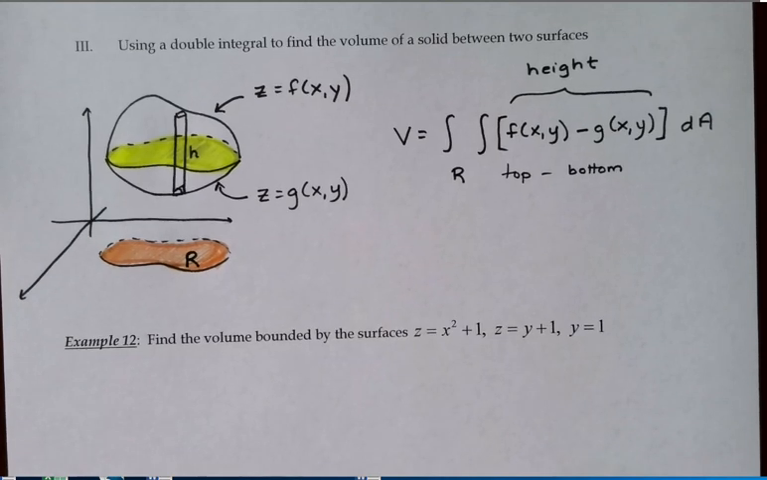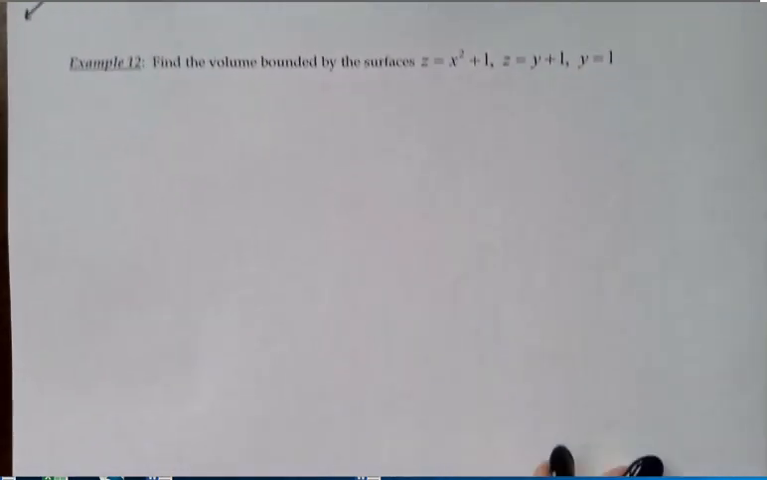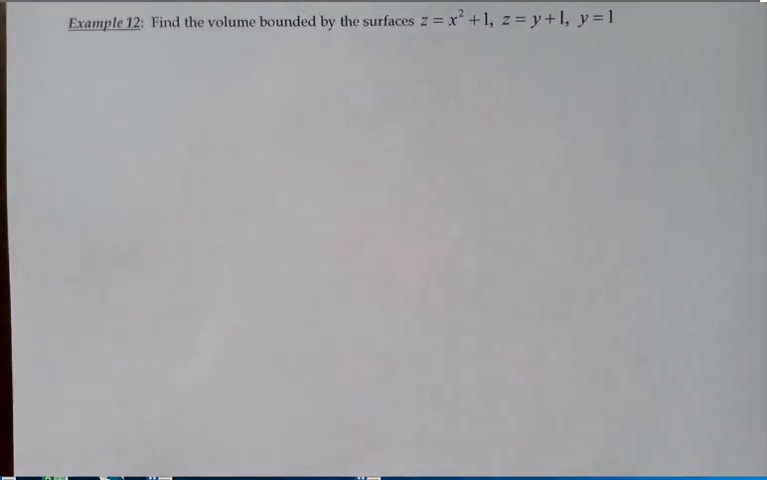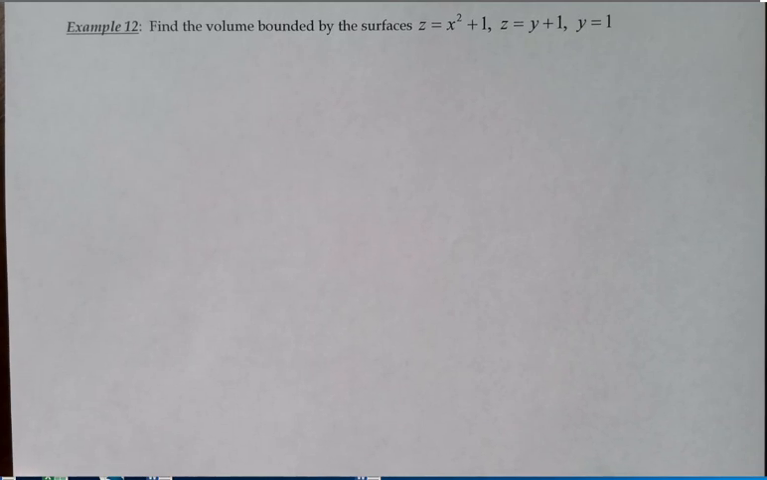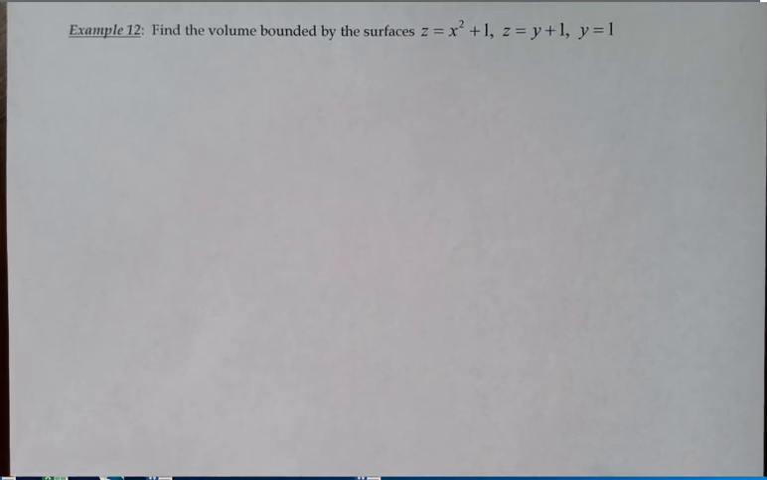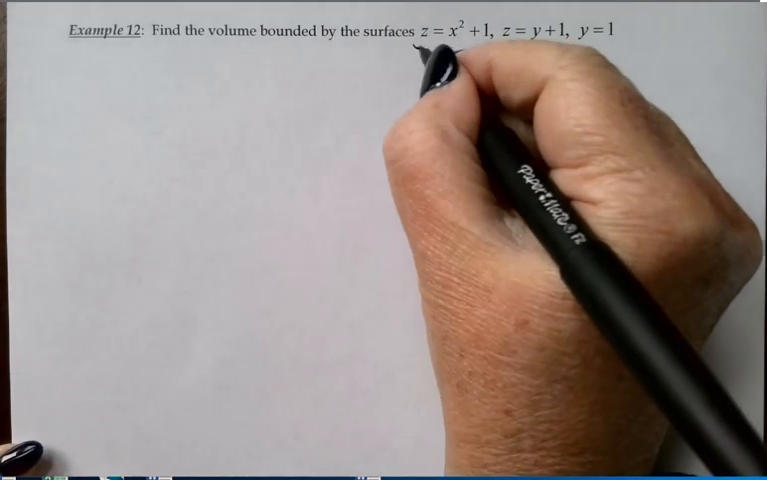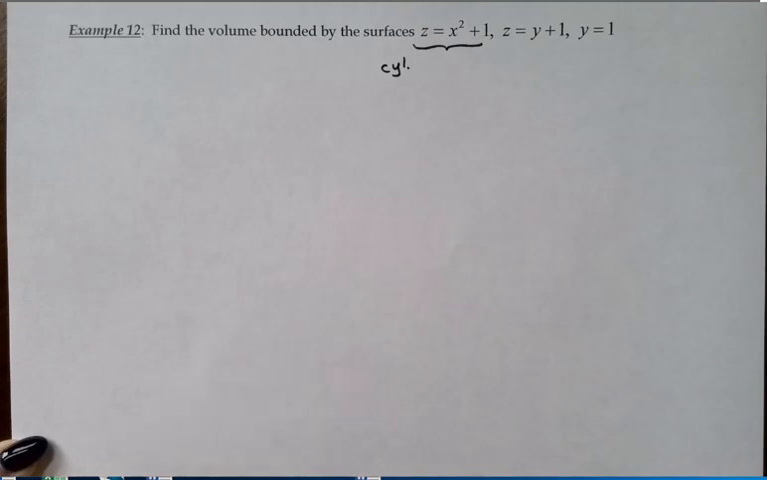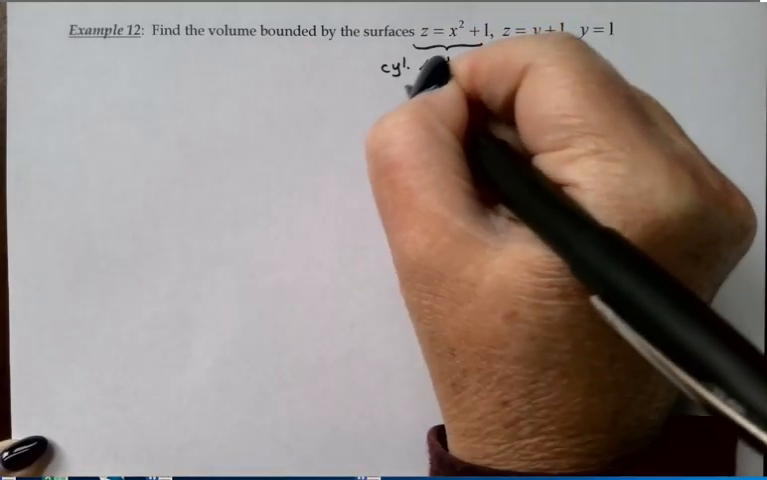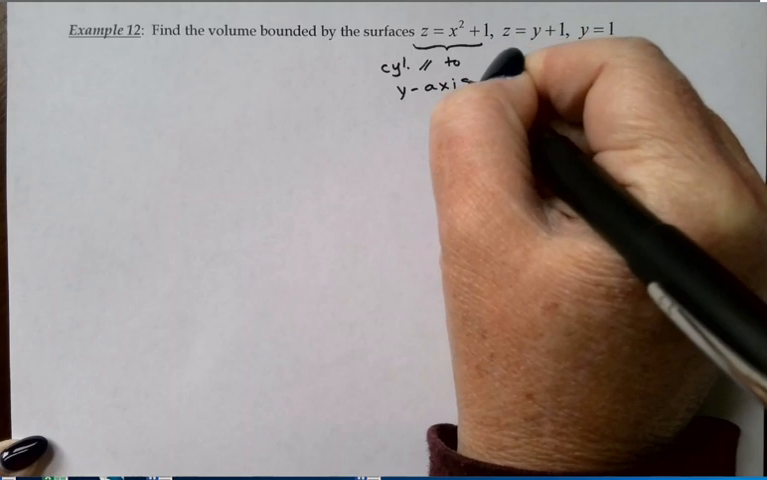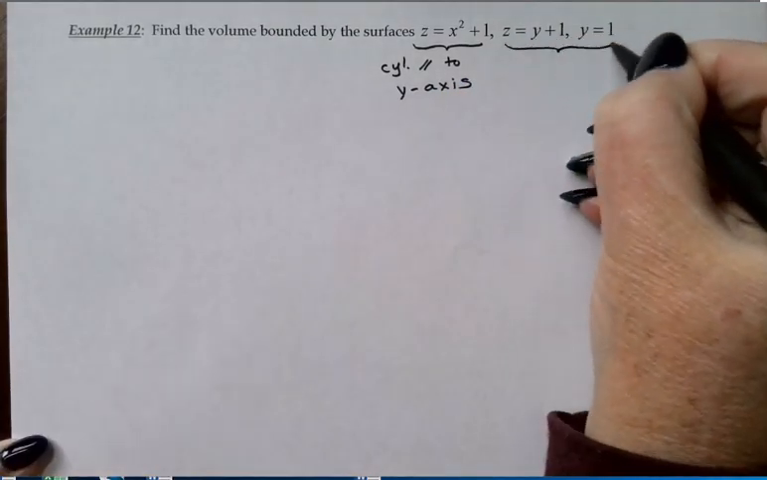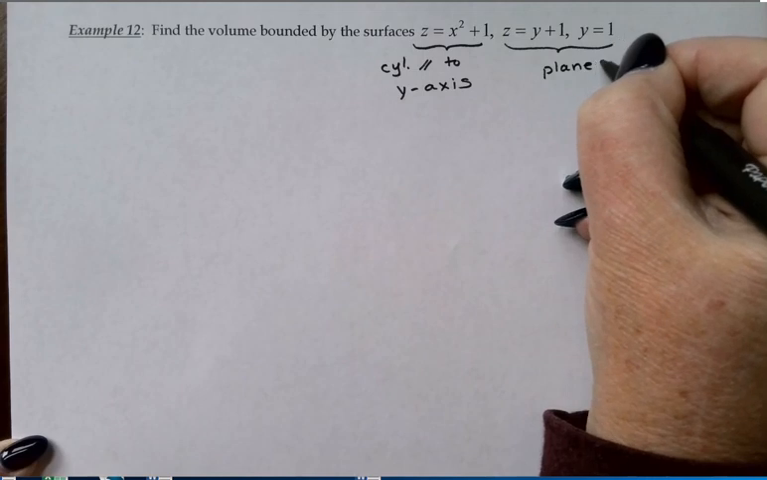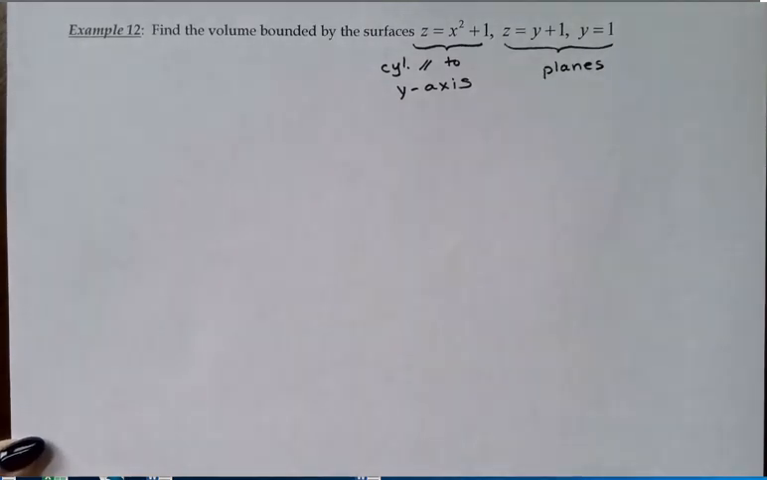All right, so let's try a couple of problems like this. In example 12, we're looking for the volume bounded by the surfaces z equals x squared plus 1, z equals y plus 1, and y equals 1. Again, just two variables, meaning I have a cylinder. There is no y, so it's parallel to the y-axis. These are just going to be planes. We'll talk a little bit more about those when we're ready to draw them.